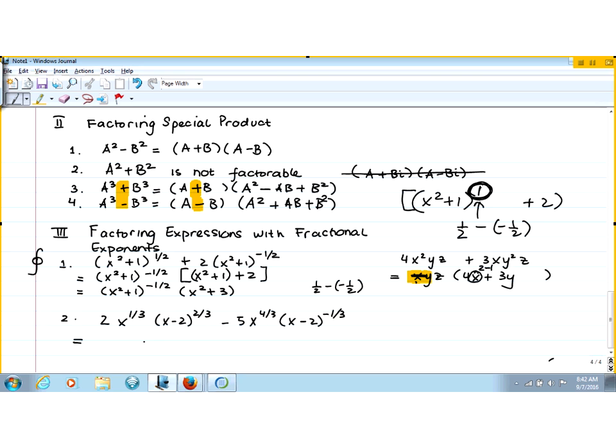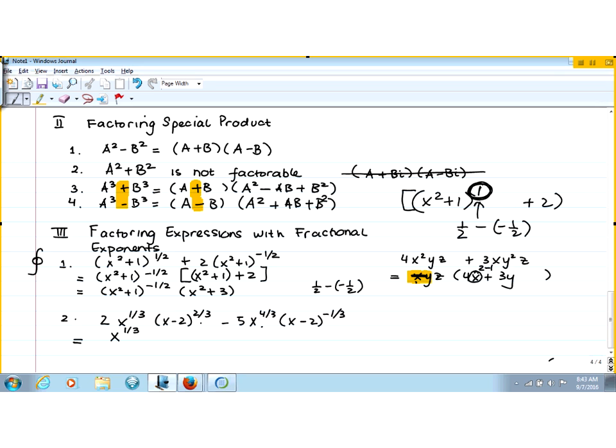Is x common? How about the 2? No, right? How about the x? Is it common? Yes, so x. So I'm going to factor out the smaller exponent. Which one is smaller? 1/3 and 4/3. Which one is smaller? 1/3.